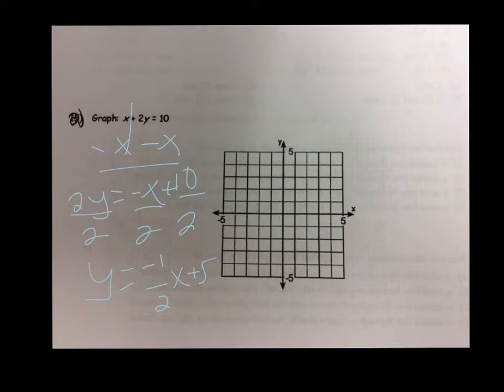That would mean that the y-intercept is 5 and the slope is negative 1/2. So we would go up to 5 on the y-axis and then down 1 over 2. Connect and label y equals negative 1/2 x plus 5.